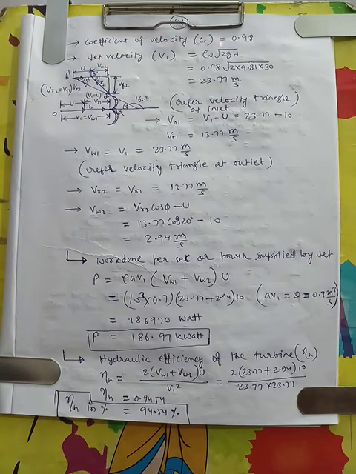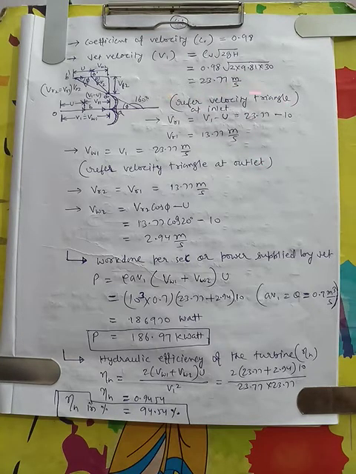And coefficient of velocity is given 0.98, and jet velocity V1. As we saw in starting of class how to calculate jet velocity, V1 is equal to CV under root 2gh. So g is 9.81, h is given 30 meter. So V1 will be 23.77 meter per second.